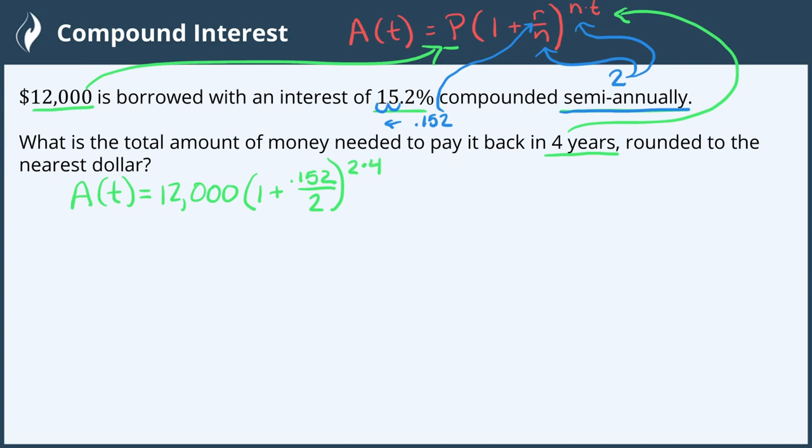To type this into your calculator, we'll start with 12,000. Then to multiply this by the parenthesis, we'll type in a parenthesis, 1 plus, then we'll type in 0.152, and then the division sign of 2, close your parenthesis. Now some are wondering why we don't put parentheses around the fraction in here. You can do that. It is a little redundant because our calculators, a graphing calculator knows the order of operations, so it will divide before it adds that to the 1.